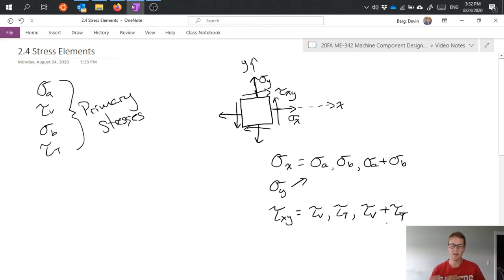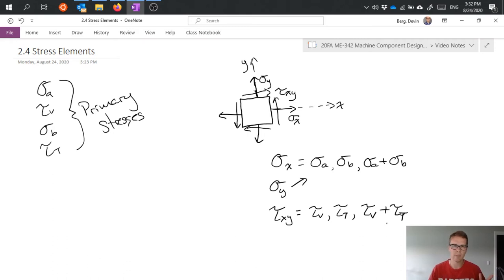So again, positive or negative on each of those, depending on the direction of everything, but they sum up. They can somehow be added to each other and work in conjunction or work against each other. Now, taking a step back, when I drew this stress element, remember that I said the orientation was arbitrary.